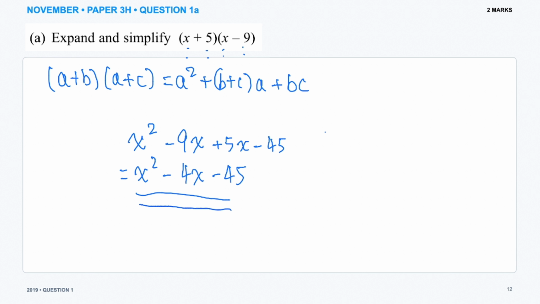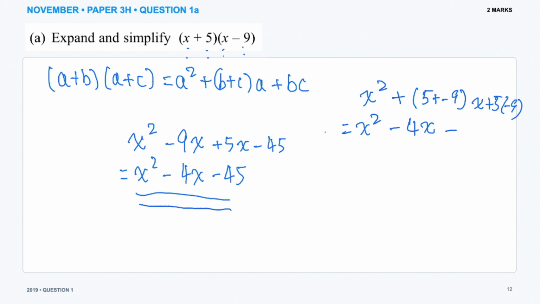answer. The other way is using the equation, so we're going to get x squared plus bracket 5 plus negative 9a, which is x, plus 5 multiplied by negative 9. So we're going to get x squared minus 4x minus 45 anyways. So both of these will earn you 2 marks. So let's go on to the last question of part B.